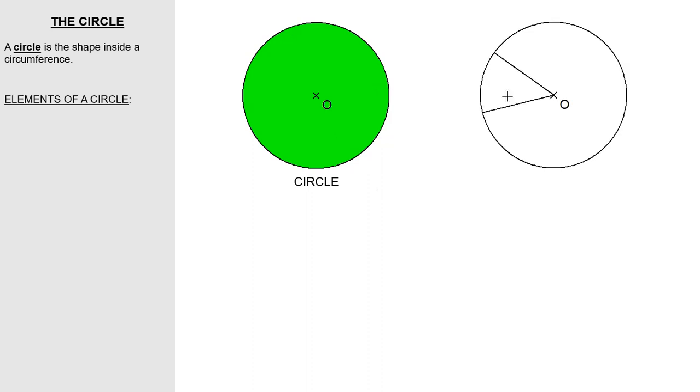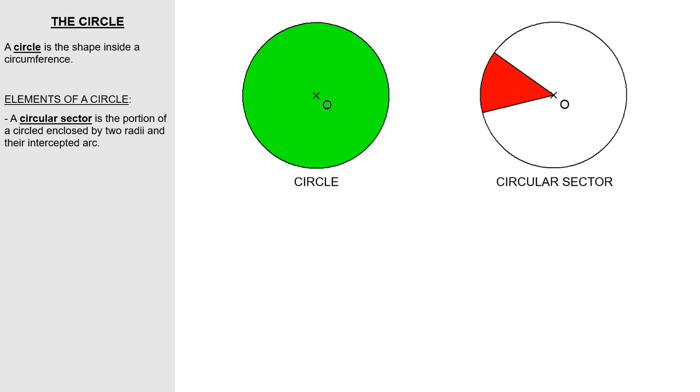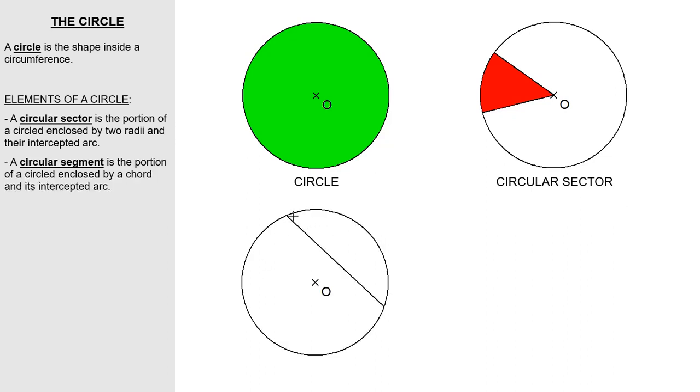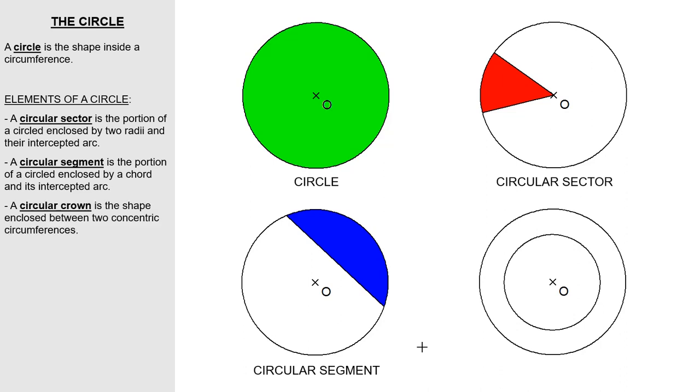If we draw two random radii on a circumference, this portion of the circle enclosed by these two radii and their intercepted arc is a circular sector. If we draw a chord on a circumference, the portion of the circle enclosed by the chord and its intercepted arc is a circular segment. And last, the shape enclosed between two concentric circumferences is a circular crown.